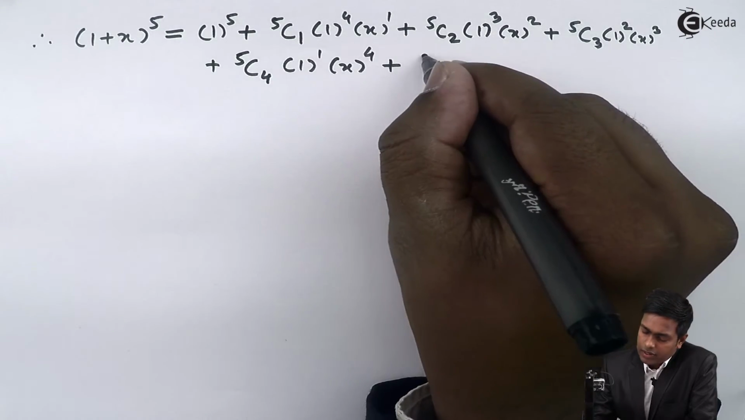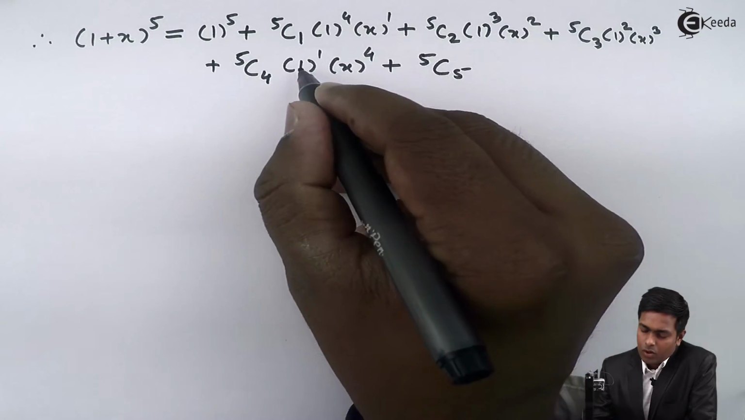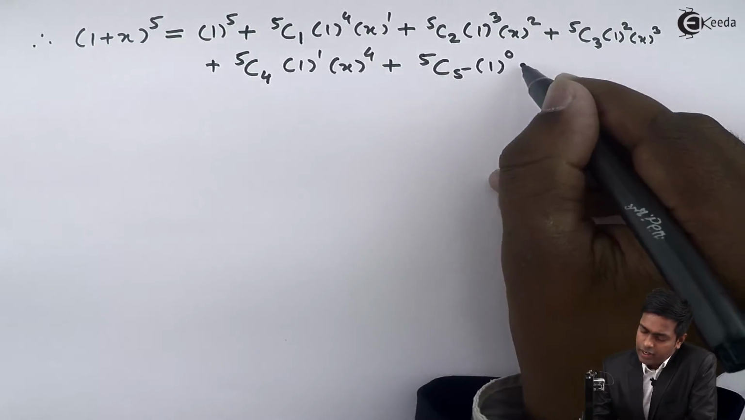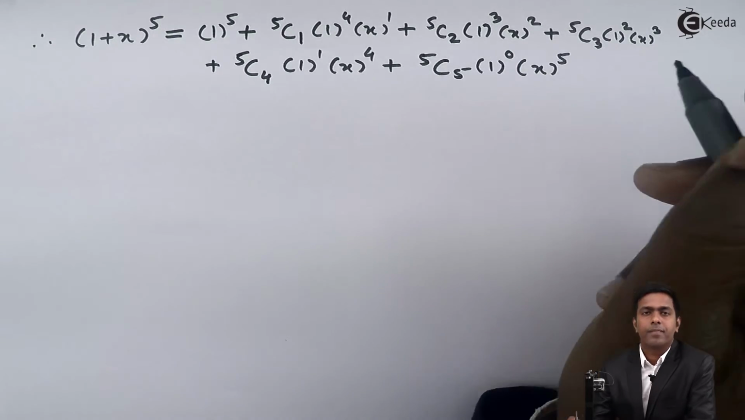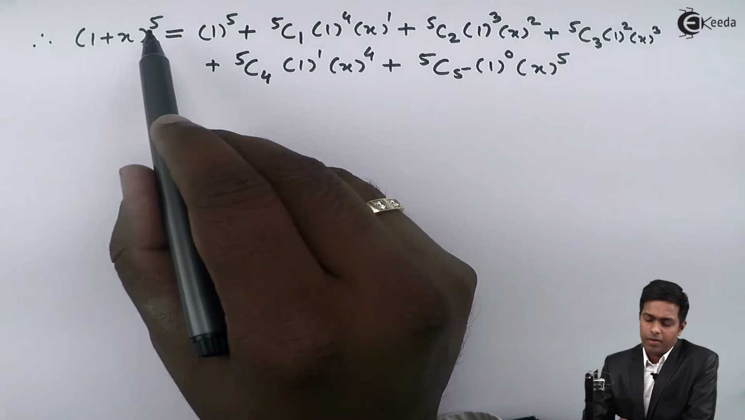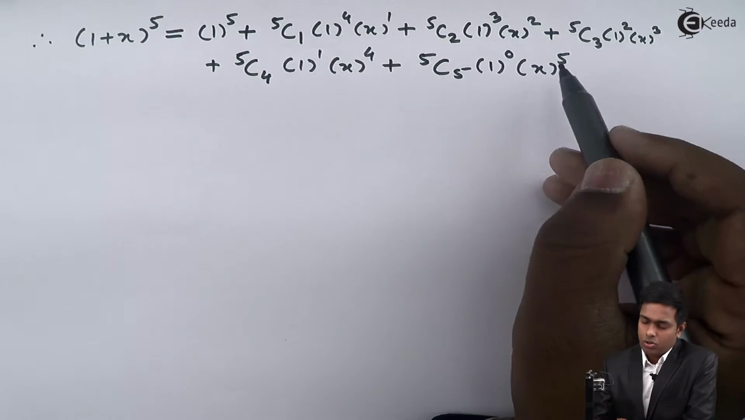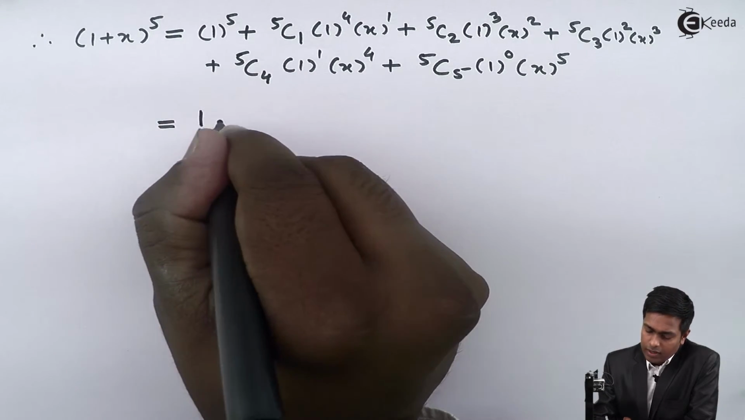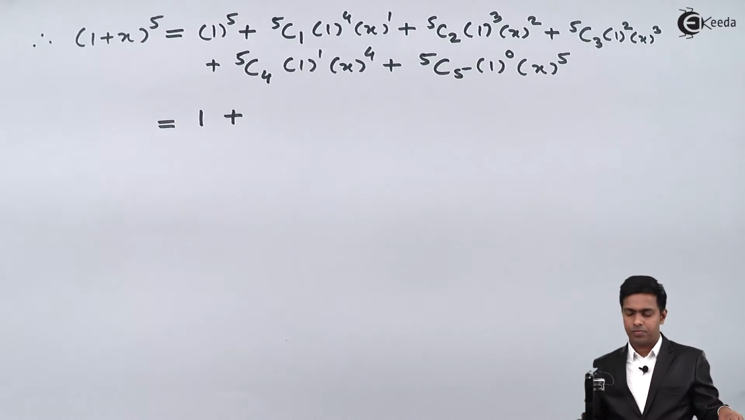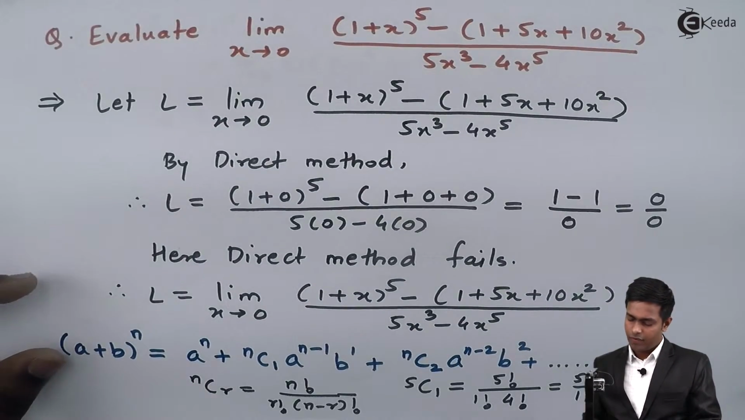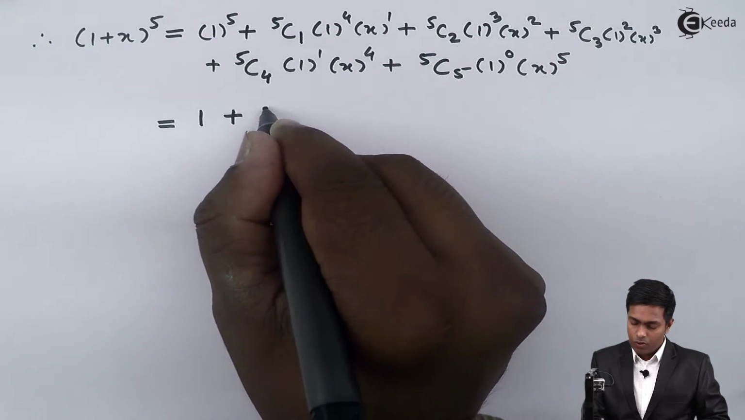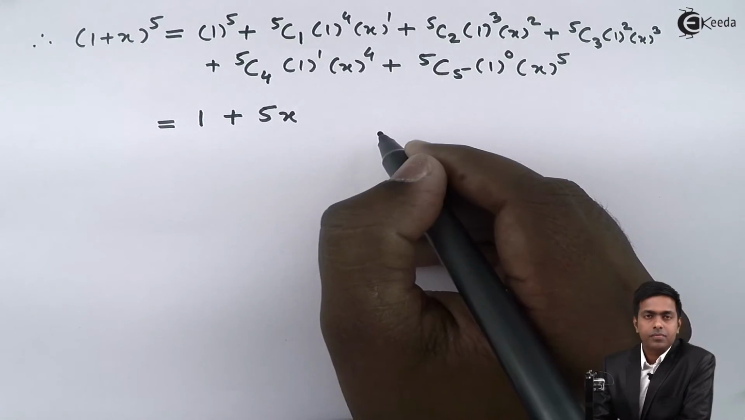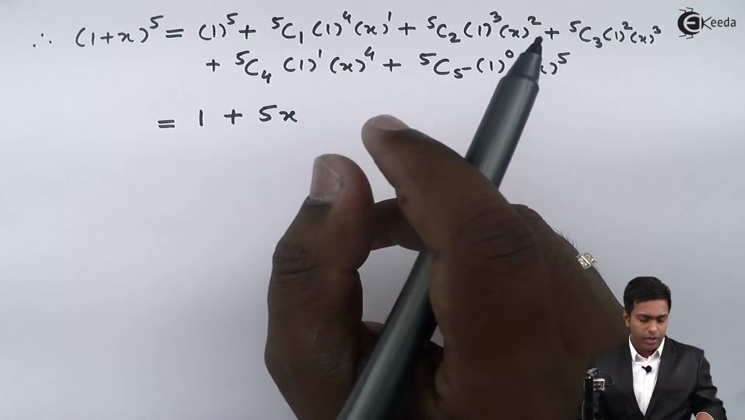Similarly 5c4, then we will get 5c5, 1 raised to 1 will become 1 raised to 0, and x raised to 4 after increasing will become x raised to 5. And as we have reached our n, we will stop here. So by solving this we will get 1 raised to 5 is 1, plus 5c1, as we got here 5c1 is 5, so 5, 1 raised to 4 is 1, x raised to 1 is x, then 5c2, so we will find it over here.